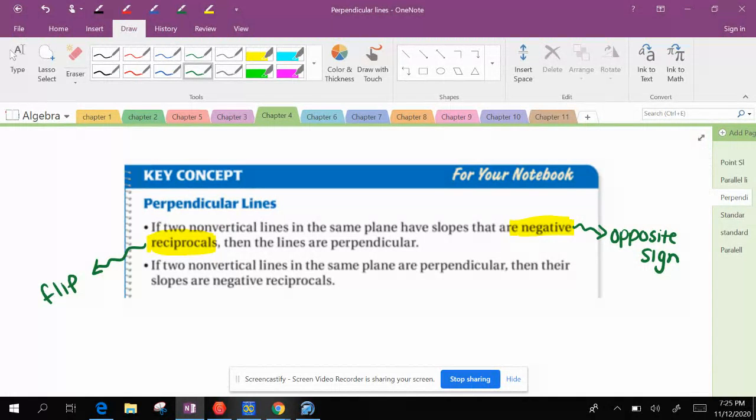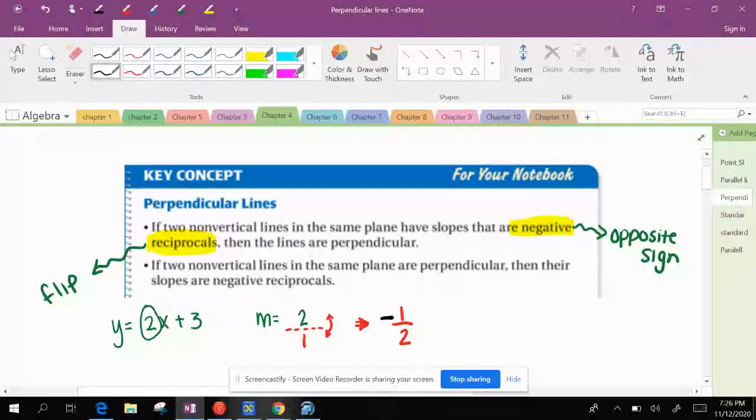So if I give you an equation, for example, y equals 2x plus 3, what is the slope in that equation? It is the 2, right? The slope is 2. Well, if I'm asking for the negative reciprocal or the opposite reciprocal, I'm asking to flip this fraction. So under every whole number is a 1, and I'm asking you to flip the 2 to become 1 over 2. And since this is a positive 2, I'm going to take the opposite sign, so it's negative 1 over 2.